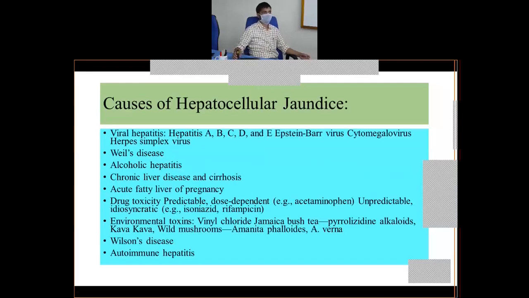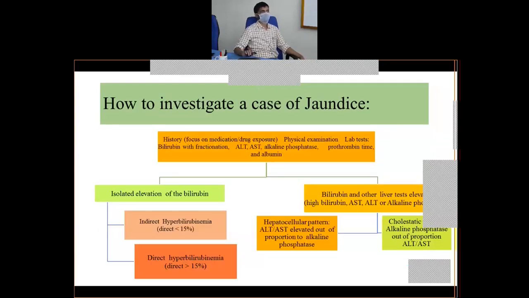The causes are again hepatitis due to viruses like hepatitis A, B, C, D, E, then Epstein-Barr virus, cytomegalovirus, herpes simplex virus, then Weil's disease, alcoholic hepatitis, chronic liver disease and cirrhosis, acute fatty liver of pregnancy, drug toxicity, environmental toxicity, then Wilson's disease and autoimmune hepatitis. These are the causes of hepatocellular jaundice.